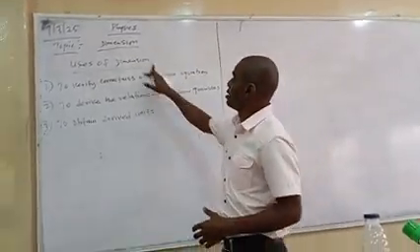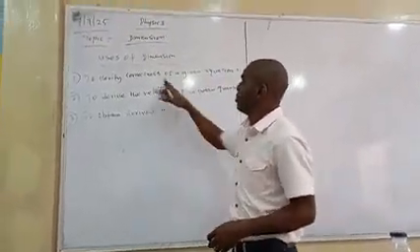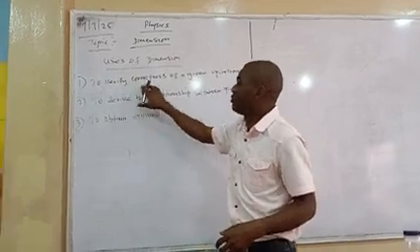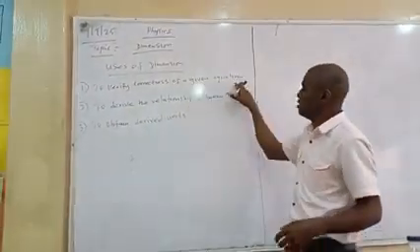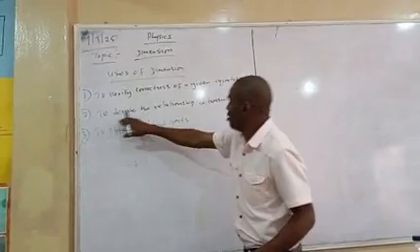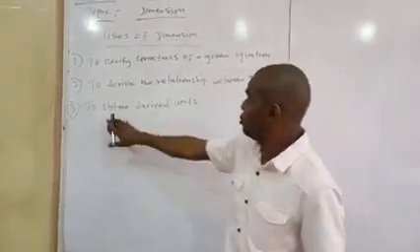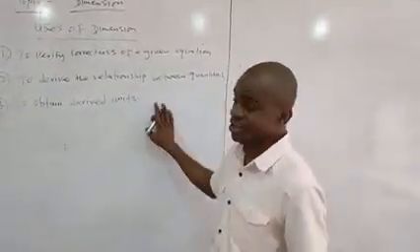Today we will be looking at dimension. What are the uses of dimension? 1. To verify the correctness of a given equation. 2. To derive the relationship between quantities. And 3. To obtain derived units.